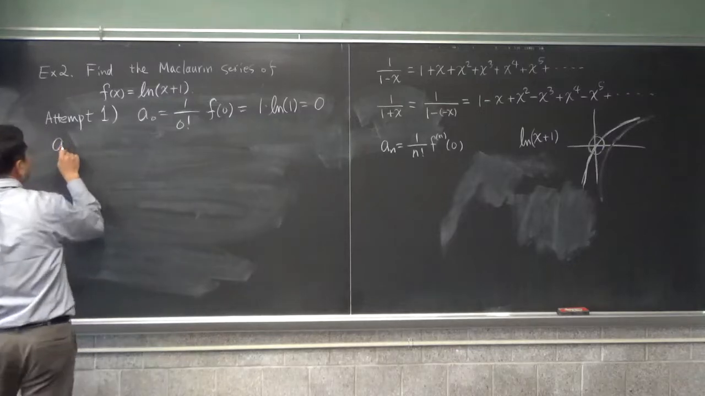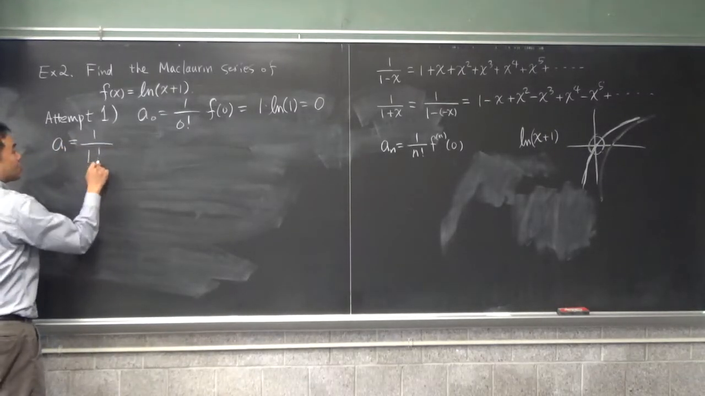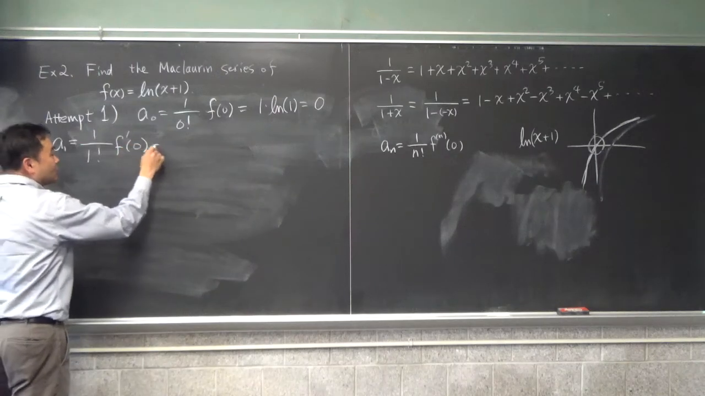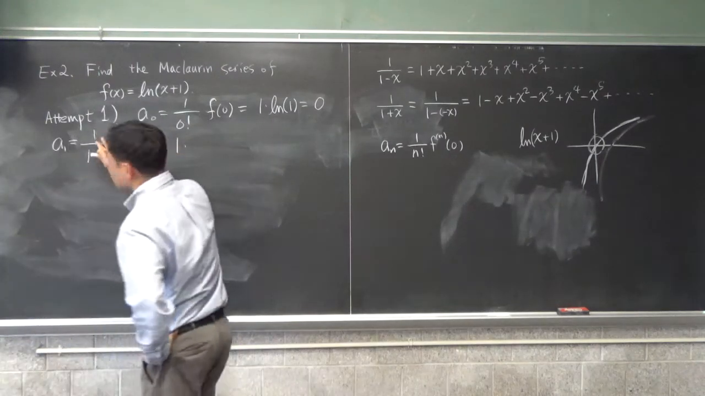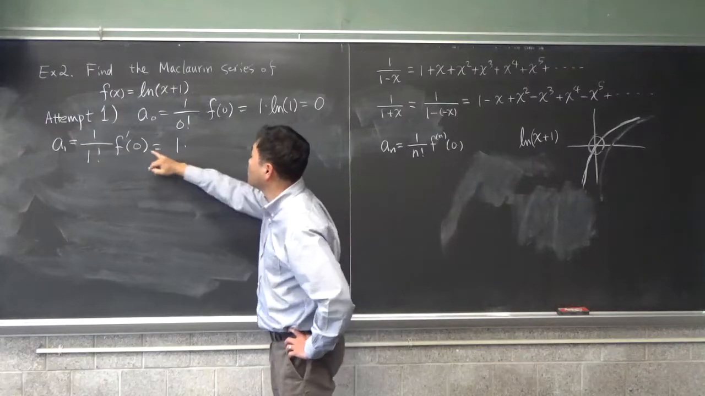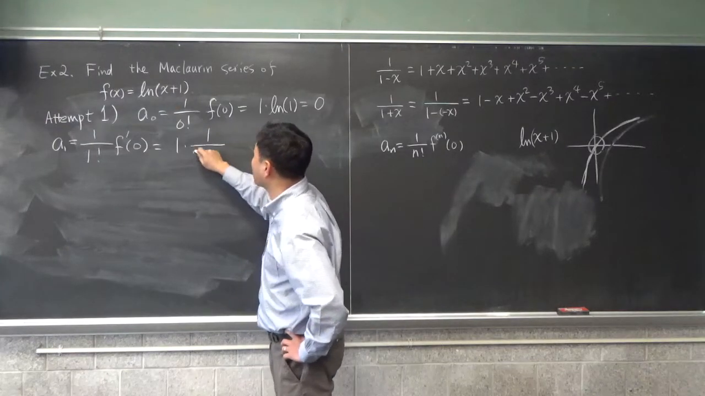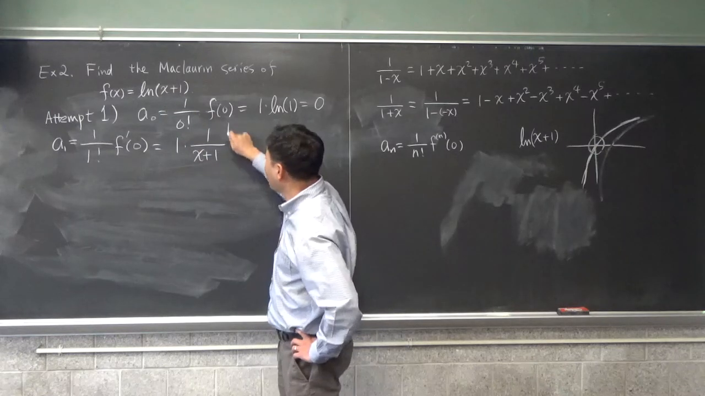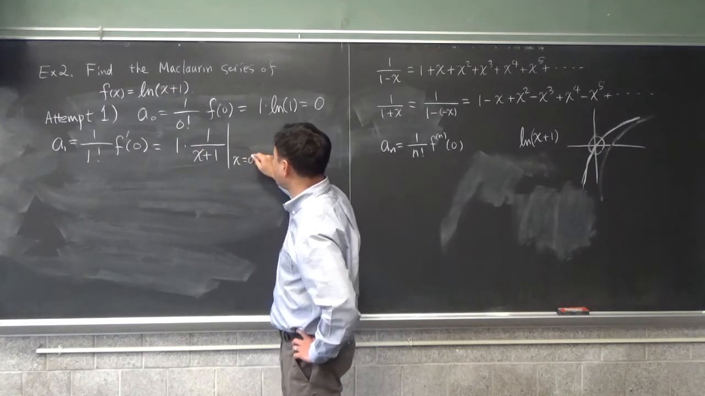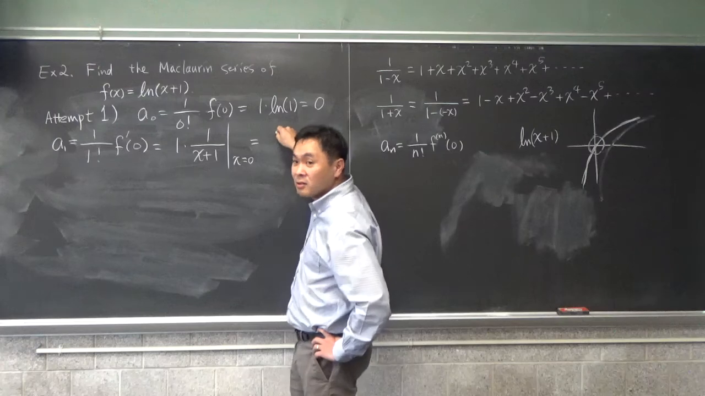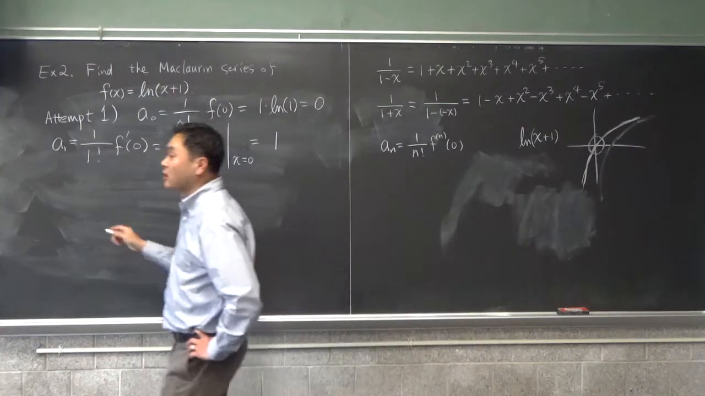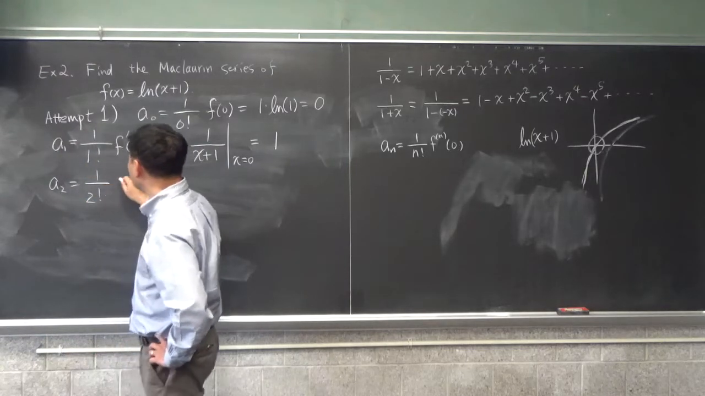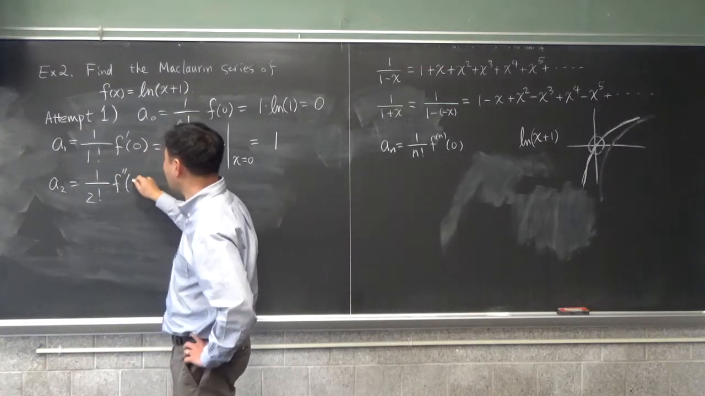Okay, and then a1 is 1 over 1 factorial f differentiated once, and you plug in 0. Which means, again, 1 over 1 factorial is just 1. And if you differentiate this, this is 1 over x plus 1. This is the derivative of this. And then you plug in x equal to 0 in there, so you get 1. Okay. And then a2 will be 1 over 2 factorial, f differentiated twice, and then you plug in 0.